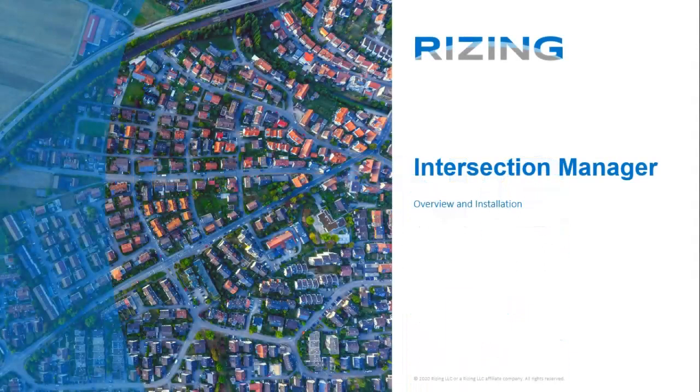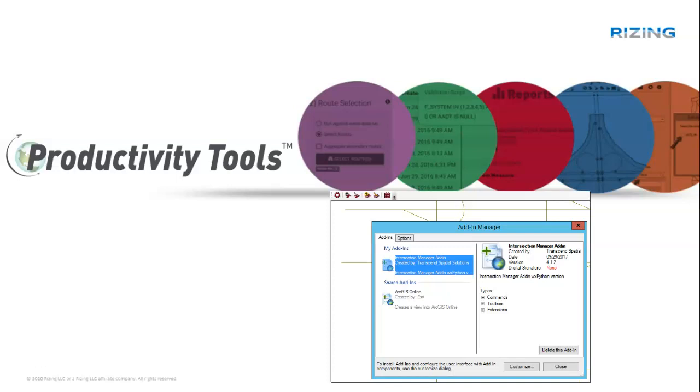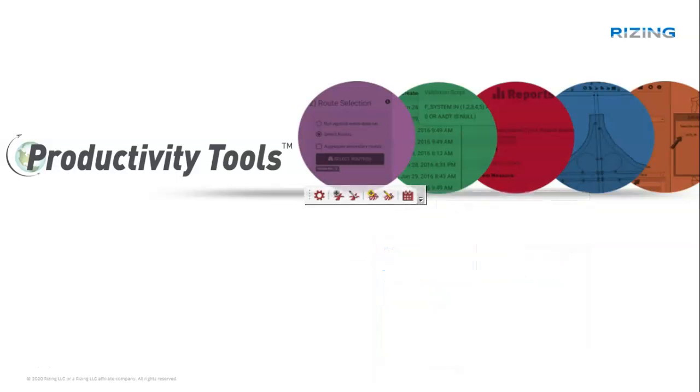Intersection Manager, or IM for short, is part of Rising Geospatial's productivity tools. Intersection Manager is an ArcGIS add-in that is used as a toolbar in ArcMap.